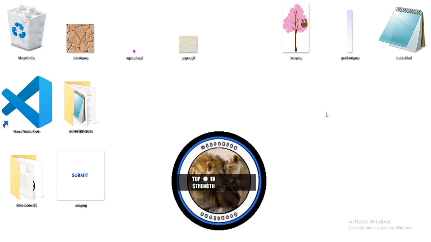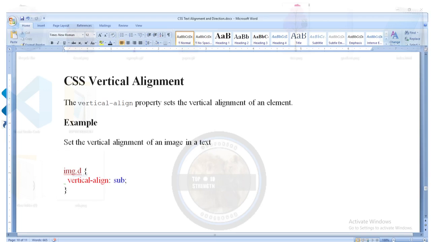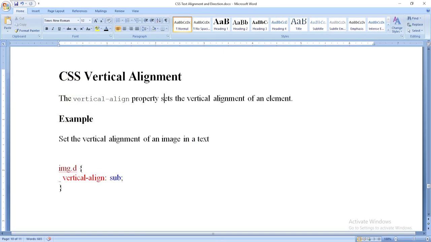Welcome back everyone. Quickly, let's continue our discussion on CSS text align and also the CSS direction. Right now we'll be discussing the CSS vertical alignment. The CSS vertical align property sets the vertical alignment of an element.